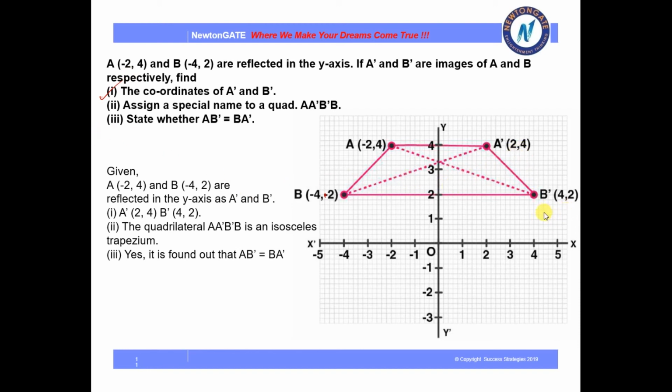Next, assign a special name to the quadrilateral A dash, B dash. So the quadrilateral is an isosceles trapezium. Isosceles trapezium because this distance is equal to this. So two sides are equal. That is why we say this quadrilateral is an isosceles trapezium. Next, state whether AB dash is equal to BA dash. So AB dash is equal to BA dash. This distance is equal to this distance. Why? Because again it is an isosceles trapezium.